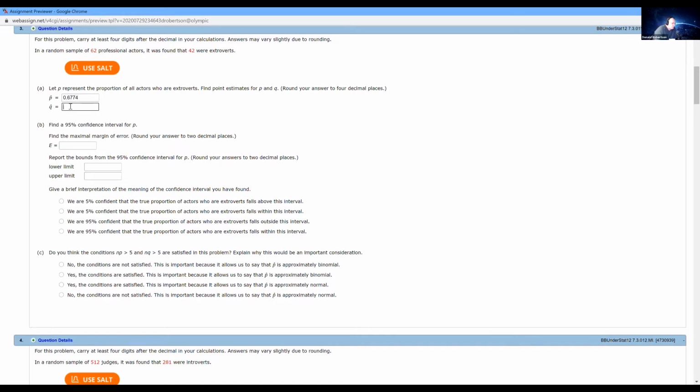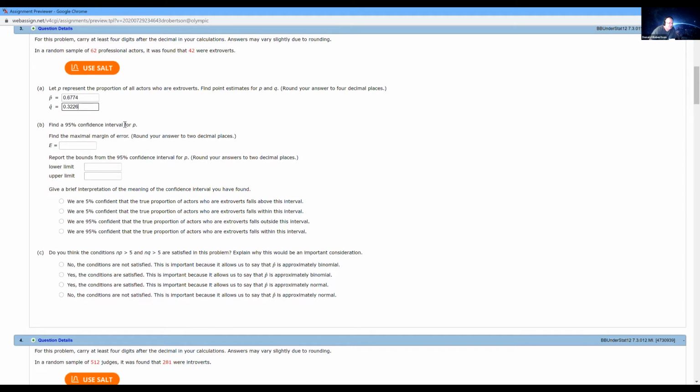Now, I know they call it q hat, but isn't q hat what I call 1 minus p hat? Right, so that's just a name. So if you take that guy and you want to get him, don't you basically subtract the first guy from 1? So what do I get? 0.3226. Yeah, okay, that's cool.